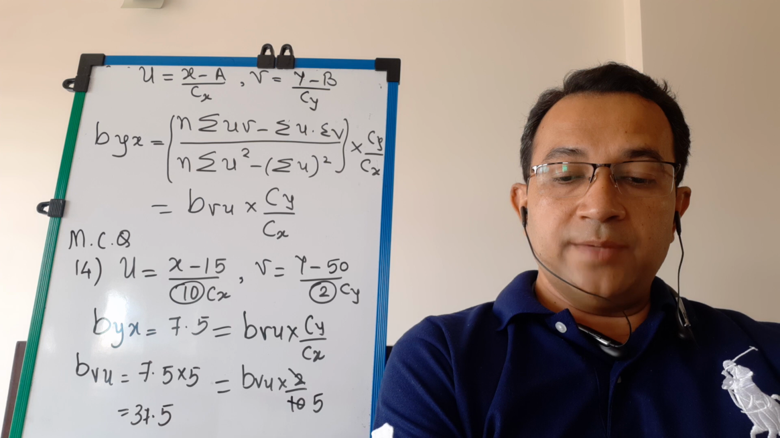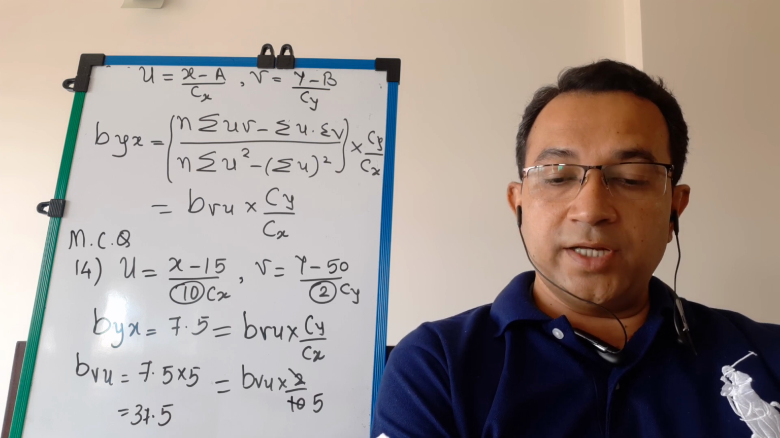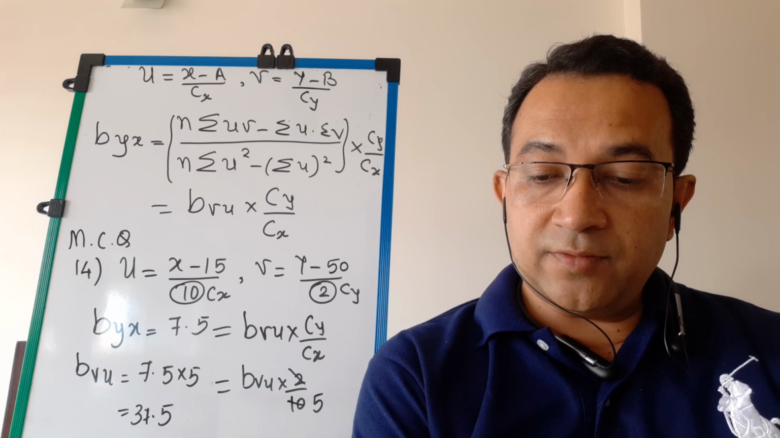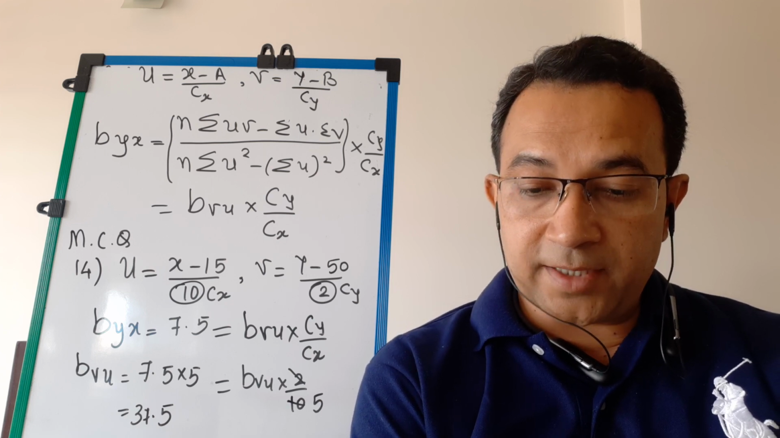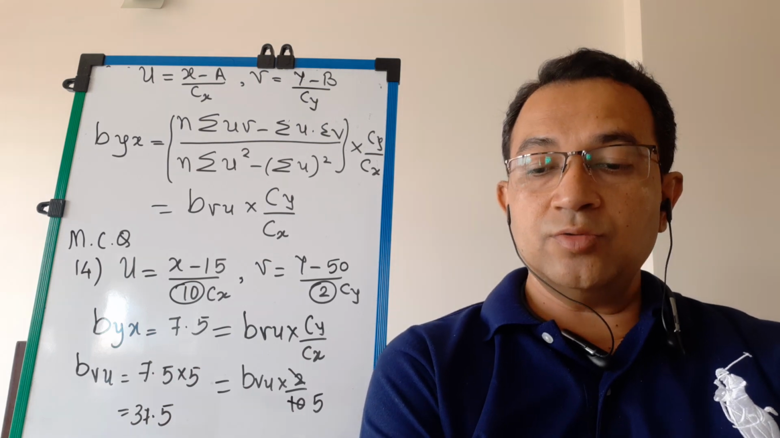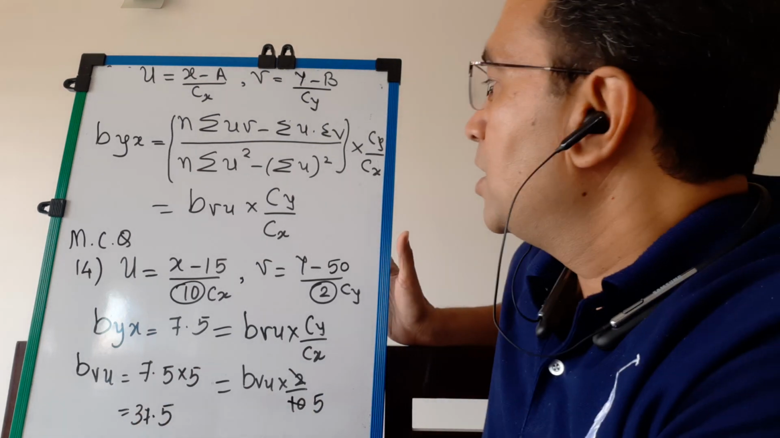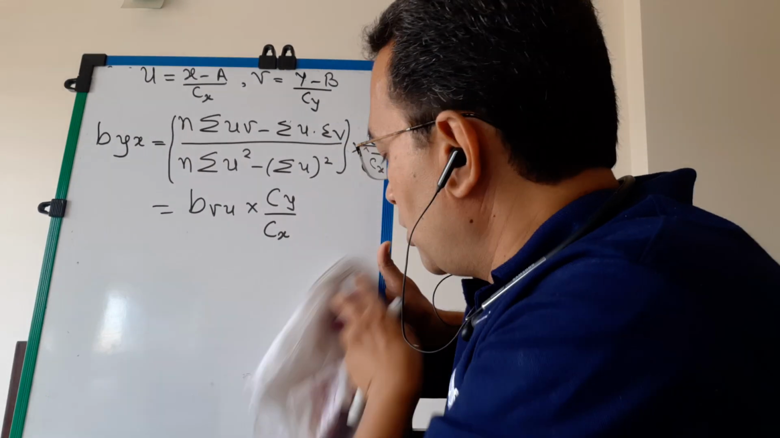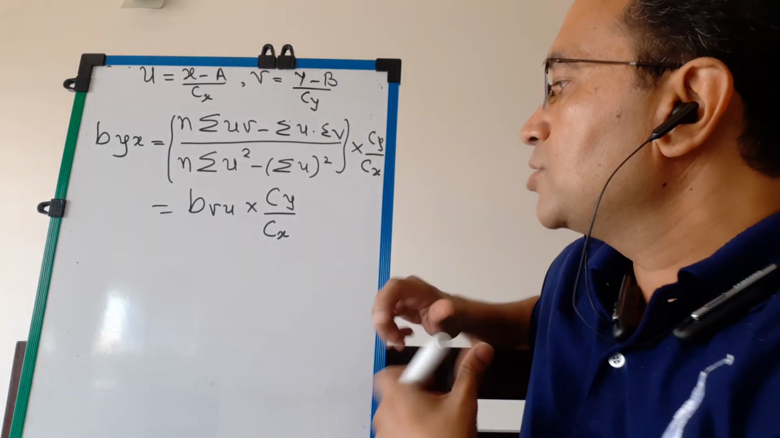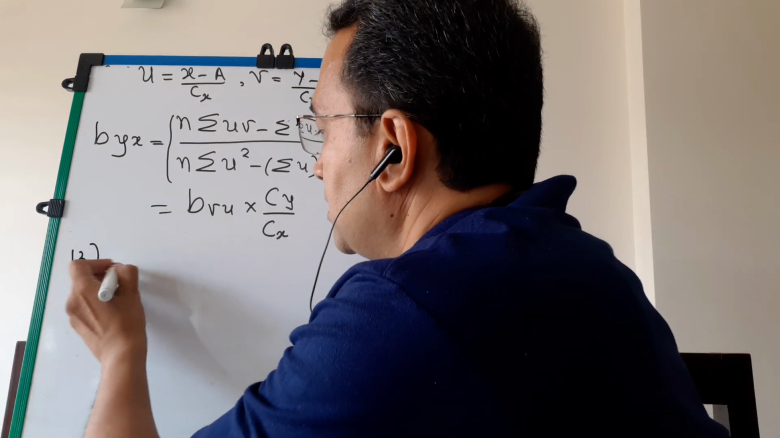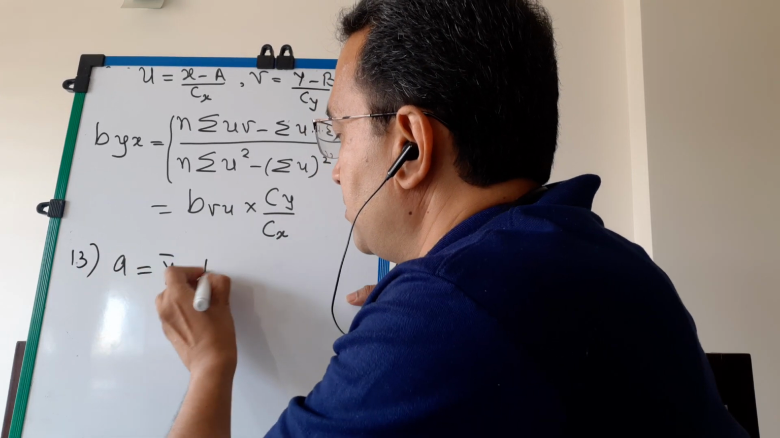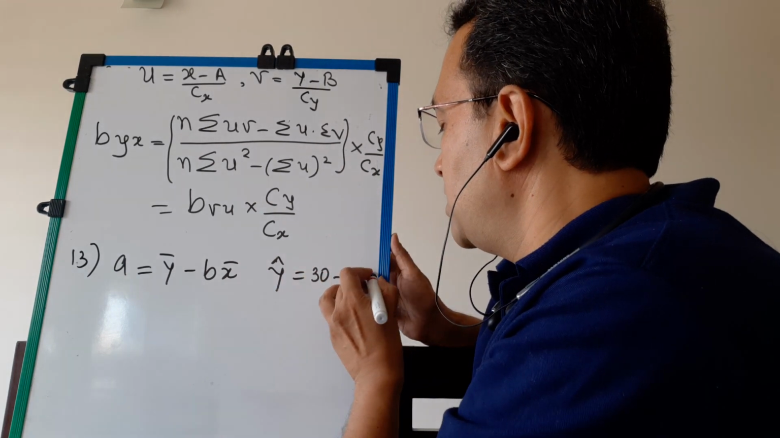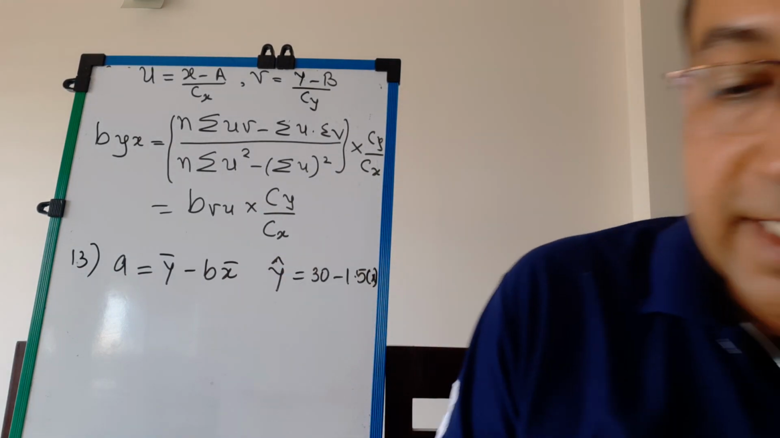Now students, I am doing MCQ 13. If the regression line of y on x is ŷ = 30 − 1.5x, what is the value of ȳ if x̄ is equal to 10? Okay students, now this formula I am keeping for the time being. Now all of you know, students, the formula of a. The formula of a is nothing but ȳ − b x̄. The regression line is given as 30 − 1.5x.